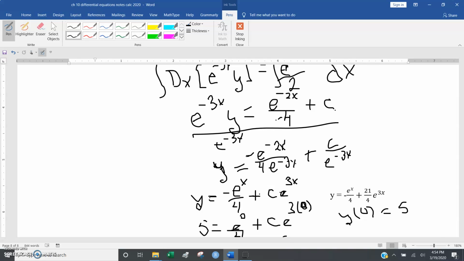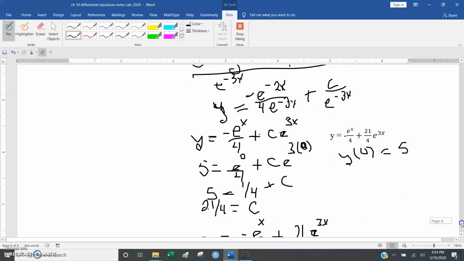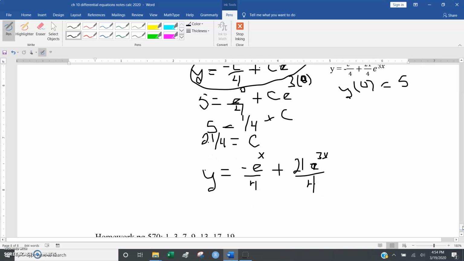We have to evaluate this at y(0) equals 5. So we plug in our zeros and our 5s, giving us 5 equals -1/4 plus c. We add the 1/4 over, so c is 21/4. We replace c up here in our original with c equals 21/4. And your final equation is y equals negative e^x/4 plus 21 e^(3x)/4.